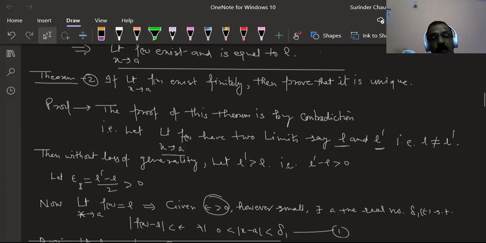So let epsilon be equal to... in every problem, every theorem, we fix the value of epsilon. So in this problem also we fix the value. Let us take epsilon to be (L dash minus L) by 2, because L dash minus L is greater than 0, thereby divided by 2 it will also be greater than 0. Given epsilon greater than 0, we have fixed the value of epsilon to be this, and this is possible.